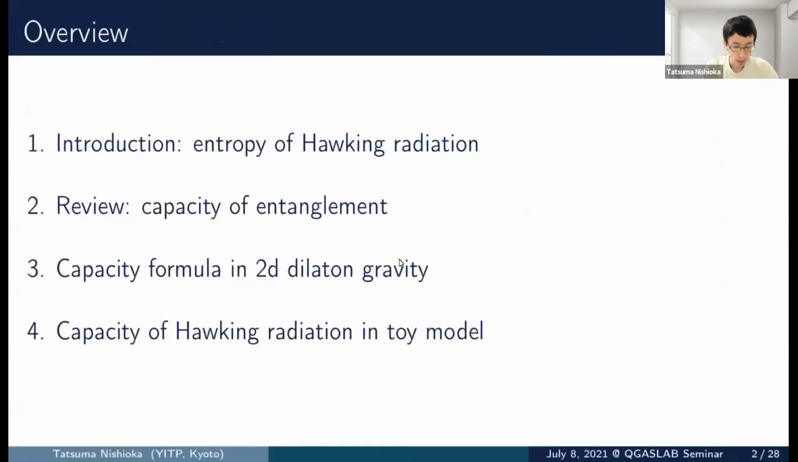First, I'd like to review the so-called information paradox, related to the Hawking radiation in the presence of the black hole. I will briefly review the capacity of entanglement as a quantum information quantity. Then I will move on to derive what we call the capacity formula in two-dimensional Jackiw-Teitelboim gravity. And I will give you some examples of the capacity of entanglement in some toy models of black holes.